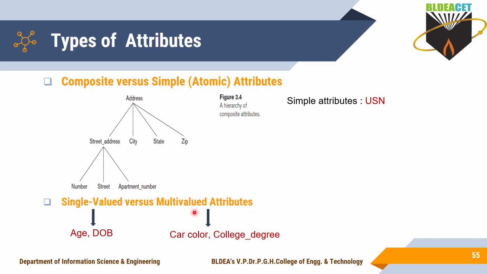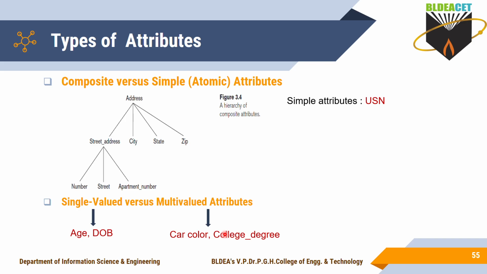So which attributes hold more than one value? The attribute name is the same, but what values will you assign now? You can assign multiple values for this color attribute here. Such types of attributes, what do we call them? Multi-valued. In the same way, college degree.